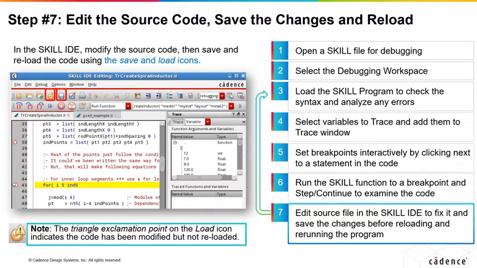You can see the two icons here. The save is the floppy disk and the reload is the gold circle with the arrow in it, which indicates you're going to reload it. So you do it in that order, save and load. And one thing to note here is when you've made changes but have not reloaded, you'll see an exclamation point on that load icon to let you know that you really do need to load it to continue testing.